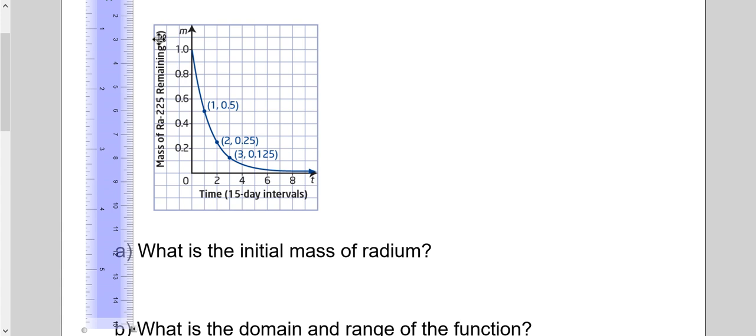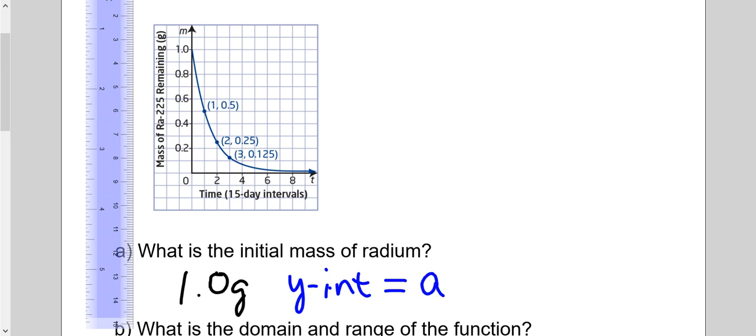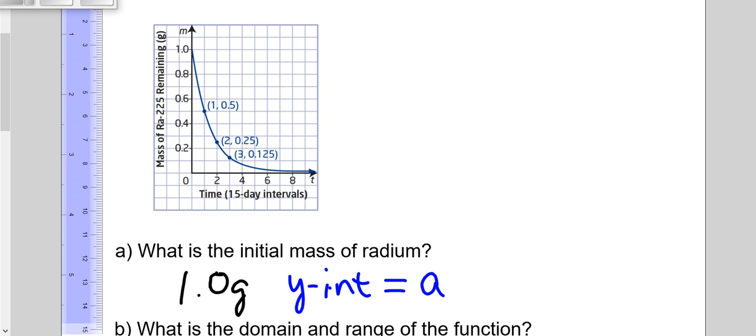So 1.0 grams. Not just 1.0, you might want to make a note. This is also the y-intercept. What does that mean? This gives you the a value. We may or may not need this for the rest of this question, but at least just give you a heads up that we already know the a value. Okay, so let's keep going.